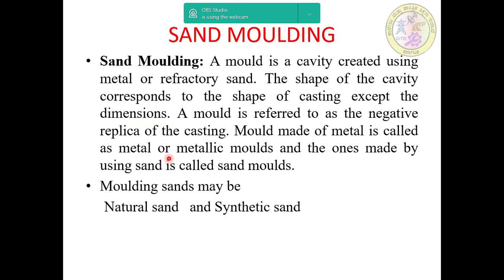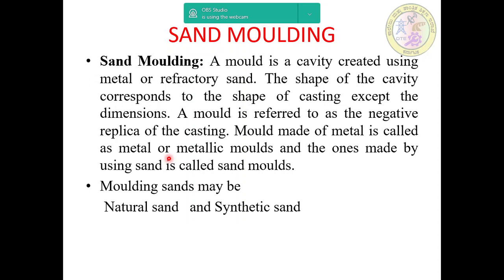Next we'll go for sand molding. Here a mold is a cavity created using a metal or refractory sand. The shape of the cavity corresponds to the shape of the casting except for the dimensions. A mold is referred to as a negative replica of the casting. Molds made of metal are called metal or metallic molds, and the ones made using sand are called sand molds.